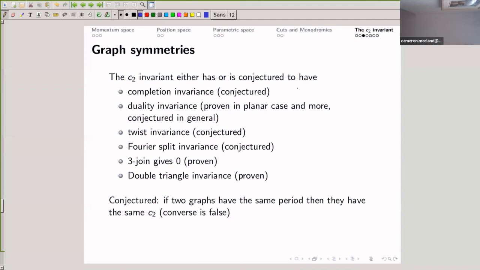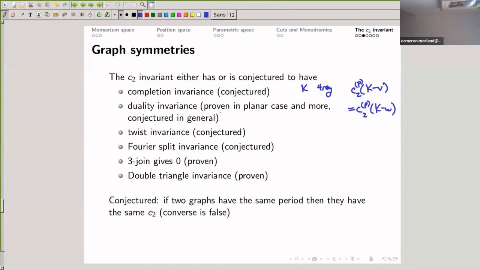What is completion? Completion is if you have a 4 regular graph, let's let K be 4 regular, then completion says that it doesn't matter what vertex I remove. So C2 at K minus V should be C2 at K minus W. And it should not see which vertex you removed. And I bring this up to you because I think that's a really cool thing.